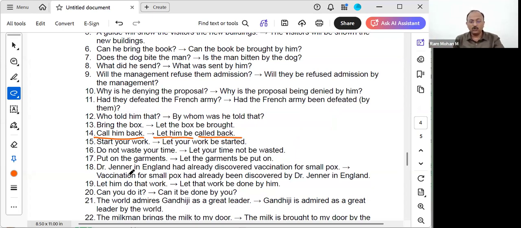Correct? No? Do not waste your time. How is the exam? As soon as this class finishes, you go and study your subject. Correct? No? So, do not waste your time. It will start with let. Your time is the object, so your time will become the subject. Let your time not be wasted. All these things are added by be. Let be. Let be. These two things we have to remember. Put on the garments. Let the garments be put on.